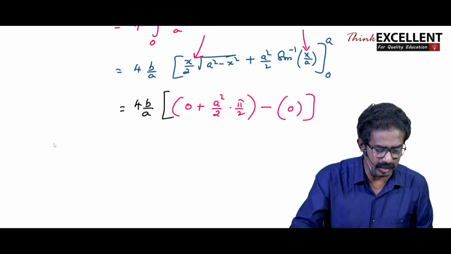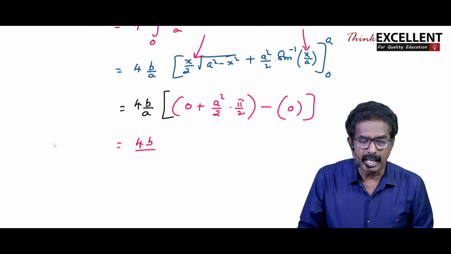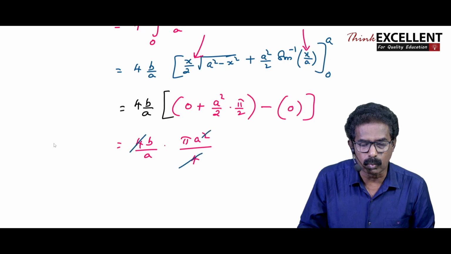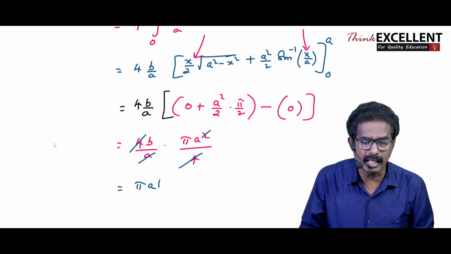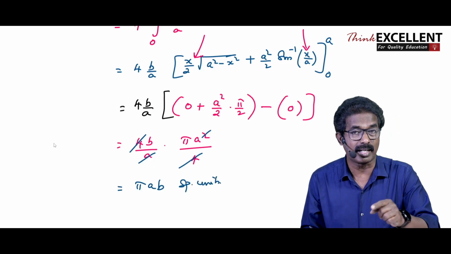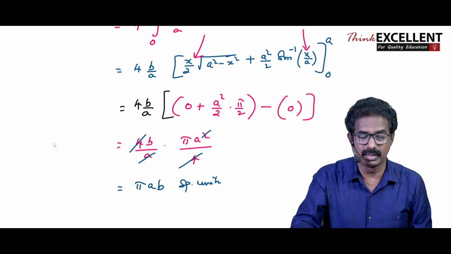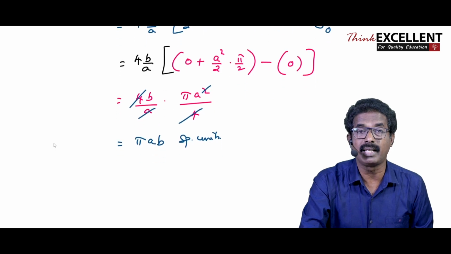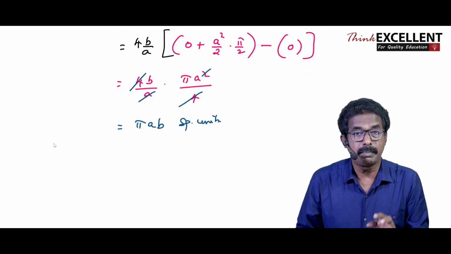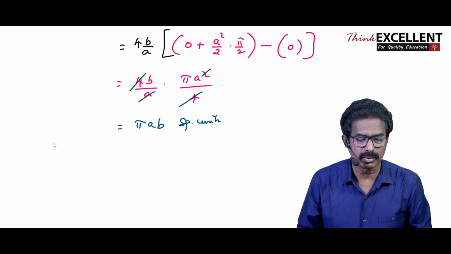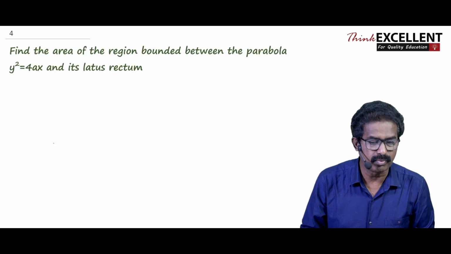Now see what answer you are getting. 4b by a into pi a square by 2 into 2, 4. You can cancel 4. You can cancel 1 a. So your answer is pi a b square units. This is the area of the ellipse. Learn this formula, it will be useful for competitive exams somewhere. Sometimes it is useful for objective questions, right? The area of the ellipse is pi a b. So if they ask for the elliptic quadrant, it becomes 1/4, so it will be pi a b by 4. Okay, so remember that.